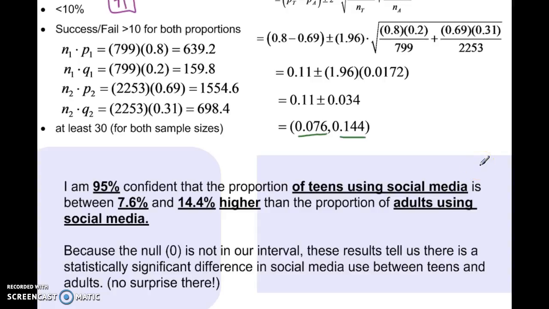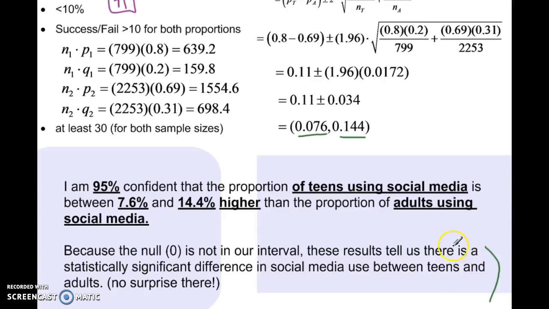I'm 95% confident that the proportion of teens using social media is between 7.6 and 14.4% higher. We need to say if it's higher or lower because this is positive and I did teens minus adults. The teens is higher, so I'm going to say between that percentage higher than the proportion of adults using social media.